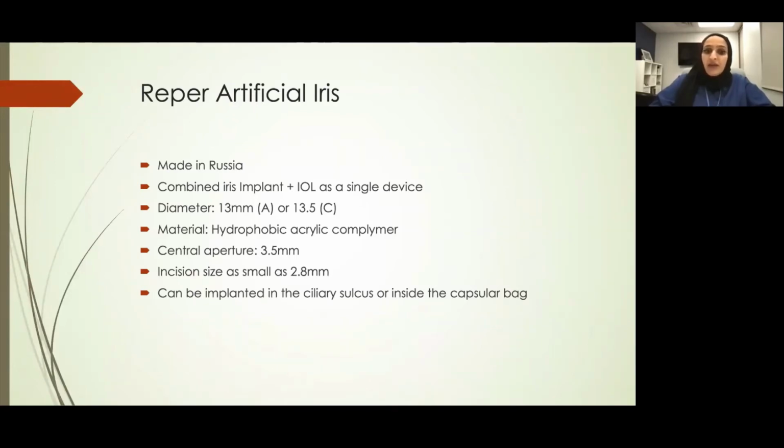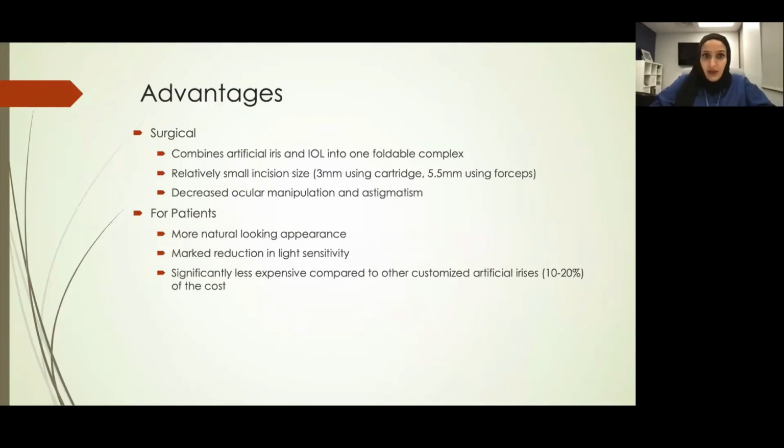The diameter is either 13 or 13.5 depending on the model. It's made of hydrophobic acrylic. The central aperture is fixed at 3.5. Incision size is as small as 2.8 if it is inserted with a special cartridge. It can be implanted in the ciliary sulcus or inside the capsular bag. Advantages: it combines an artificial iris with an IOL into a foldable complex.